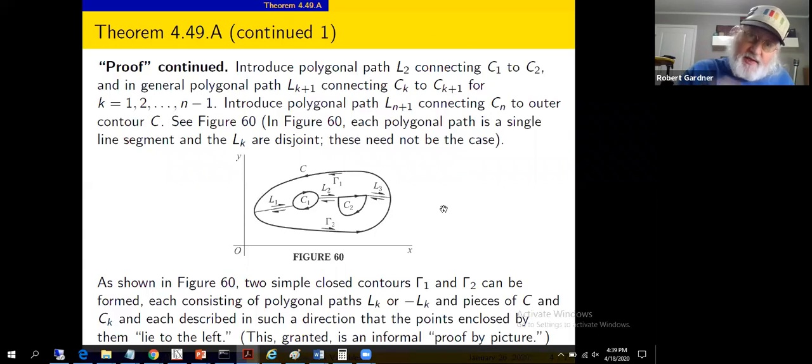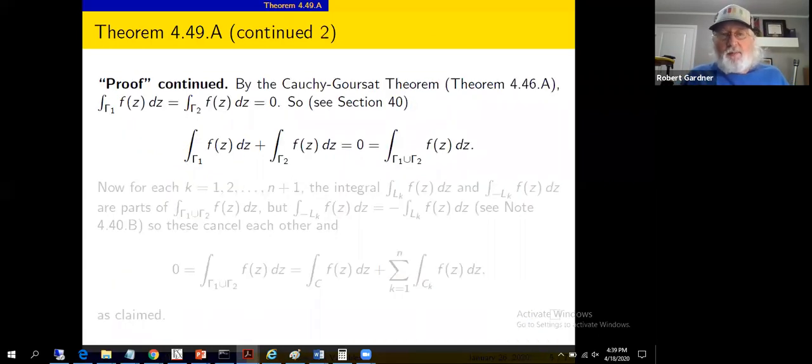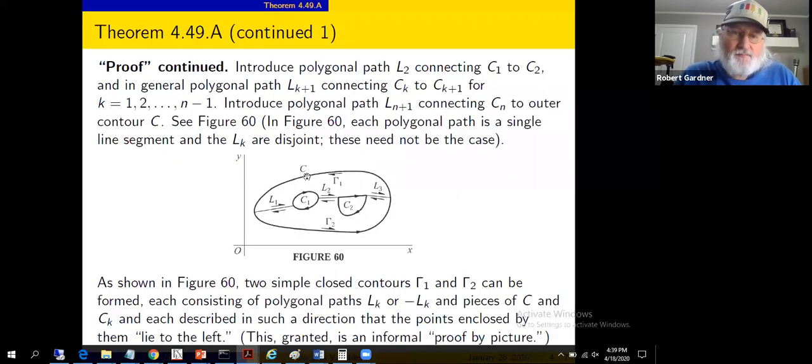Those words we're trying to explain this picture. And granted, I call it a picture proof, and I put proofs in quote marks because this is lacking in rigor a little bit. But hey, the Cauchy-Goursat theorem says you integrate around gamma 1 and gamma 2, you're going to get integrals which are 0. Let's go back to that picture again.